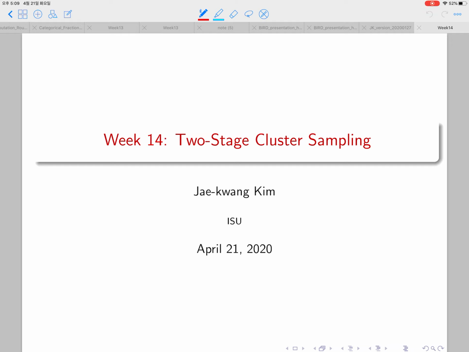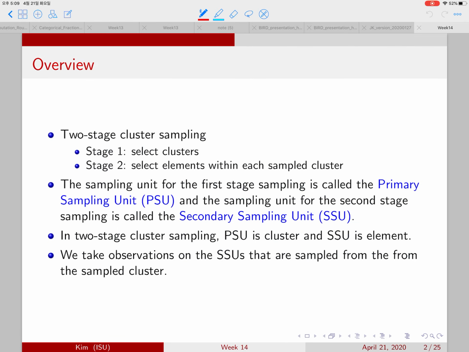We'll continue studying cluster sampling, but now it will be about two-stage cluster sampling. In two-stage cluster sampling, sampling is done in two stages. In the first stage, we select clusters. And in the second stage, we select elements within each sampled cluster.